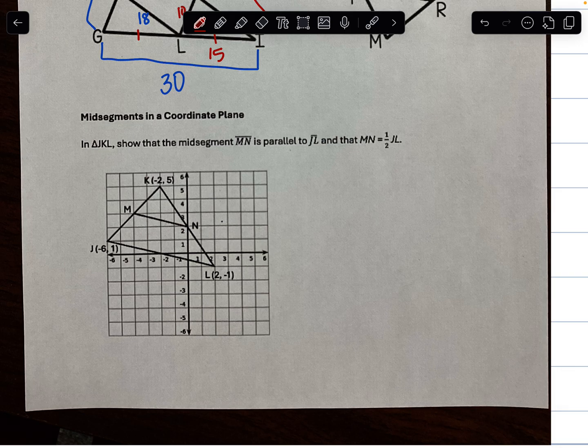All right, in triangle JKL, show that the midsegment MN, so we want to show that this line here is parallel to JL. And show that MN is half of JL. So there's two things we need to do. First, we need to show that they're parallel. How can I show that two lines are parallel?